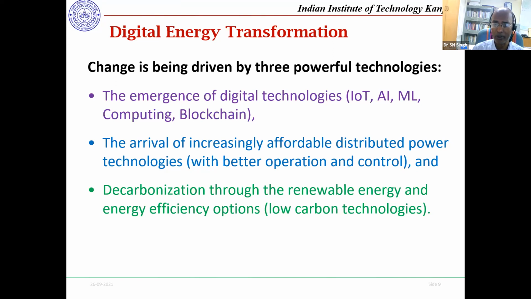So it is cloud computing, and a lot of people are talking about quantum computing and so forth. Blockchain is going to be used for trading, in terms of peer-to-peer trading, and other things are happening. So that is the digital way. Another is the arrival of increasingly affordable distributed power, a technology which gives better operational control now. And then decarbonization, using renewable energy sources and high energy options like low carbon technologies, is in play.